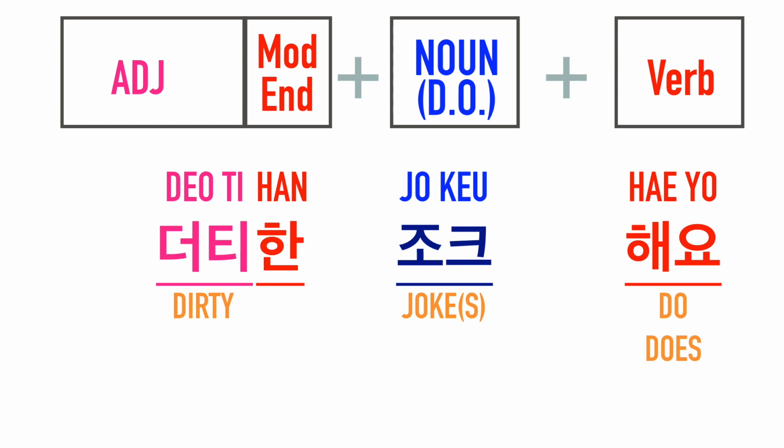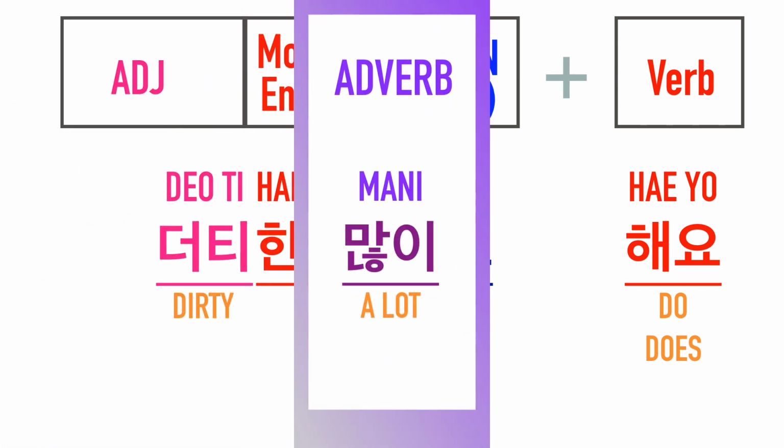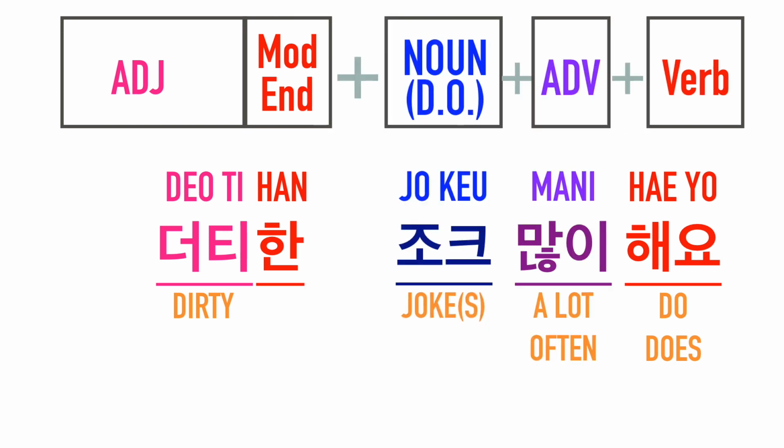Now here, I'm gonna introduce a new adverb in Korean that sounds very much similar to the word many in English. It's 많이. And indeed, it means a lot or much. And depending on the context, it can also be used to mean often or frequently. So if you want to say you or someone makes dirty jokes a lot or often, you can place 많이 in front of the verb 해요, as in 더티한 조크 많이 해요.